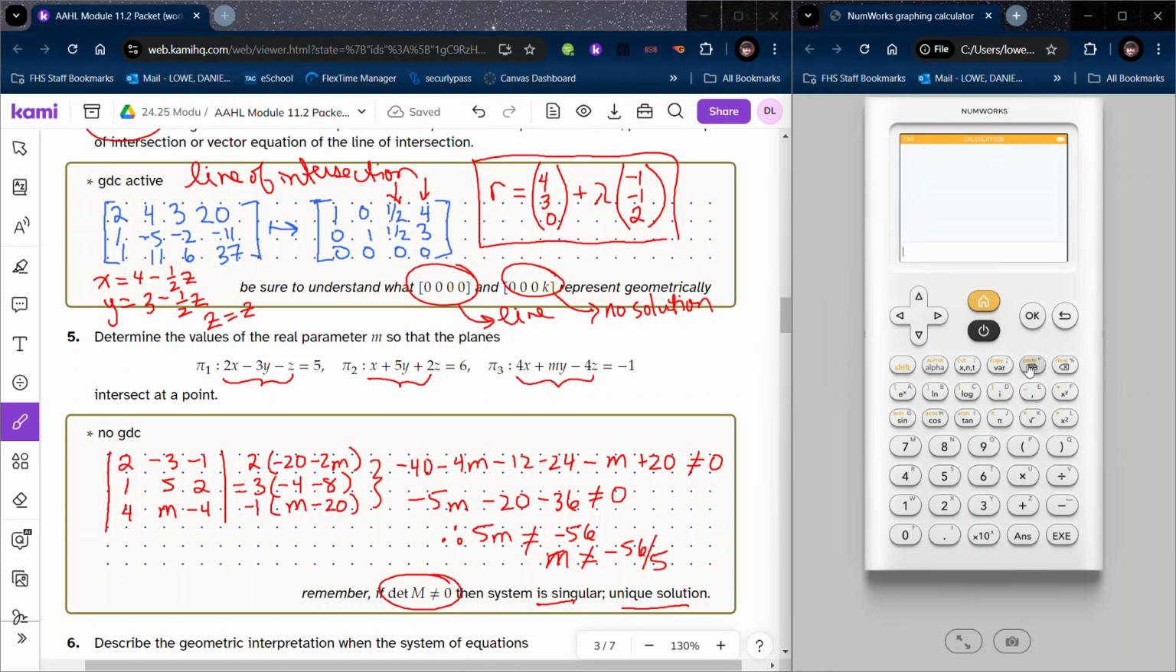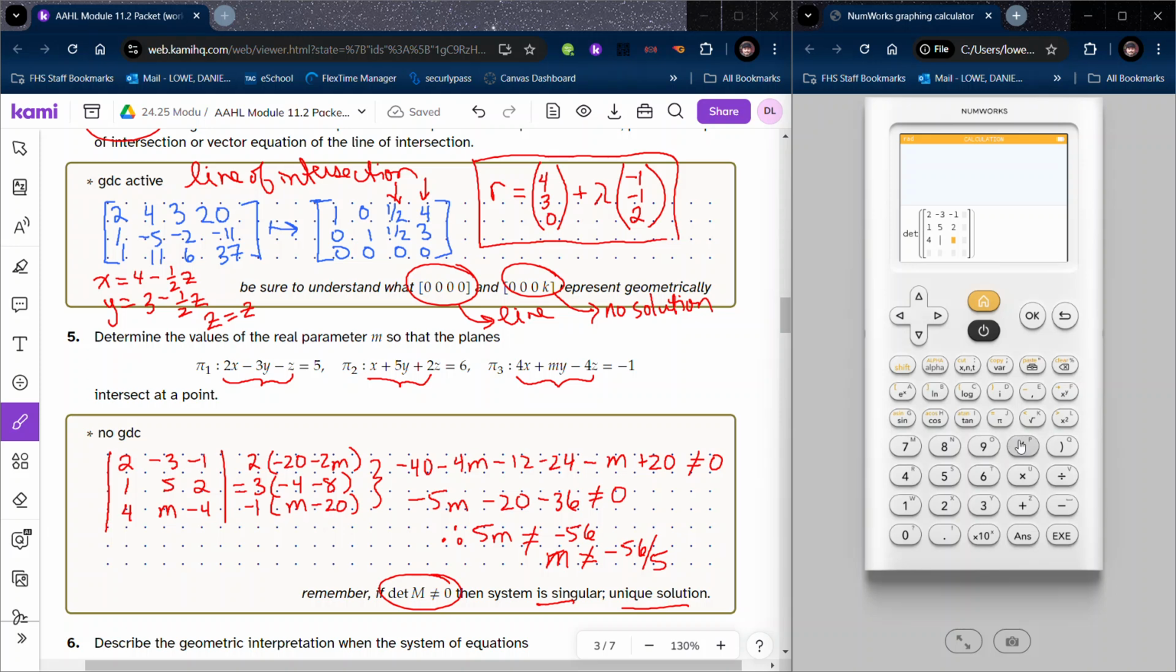figure out that determinant. Go to my toolbox, come down to matrices and vectors, right? Go to matrix, looking at a determinant, right? And then back to my toolbox, and I'm looking for the determinant of 2, -3, -1, with 1, 5, 2, and 4. Well, what are we going to do with that m? And that's where we're going to have an issue in trying to use our calculator.